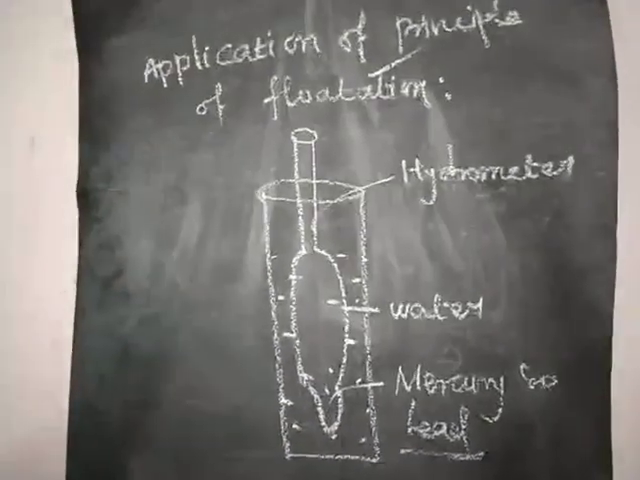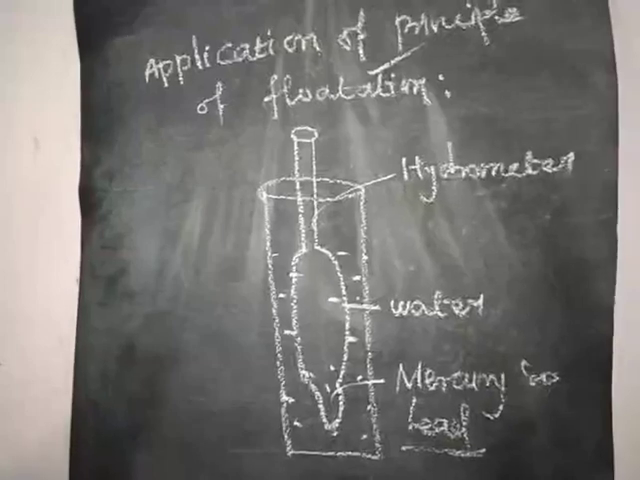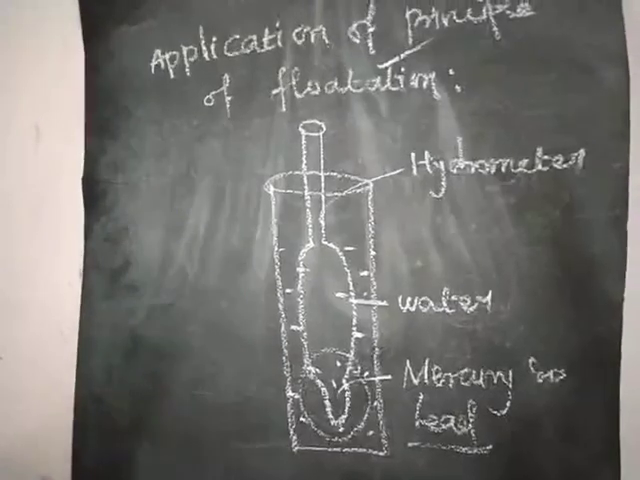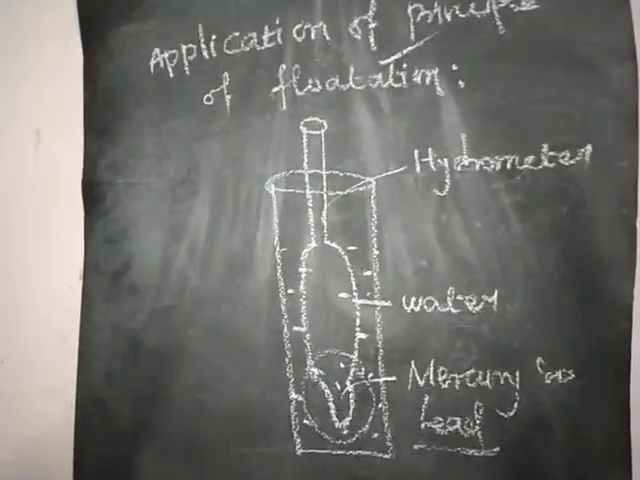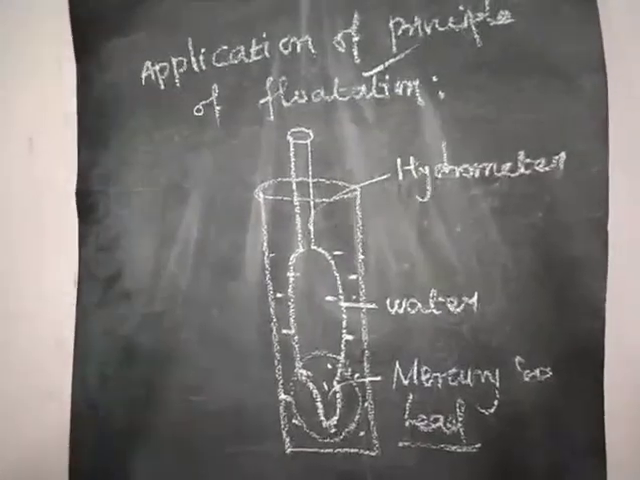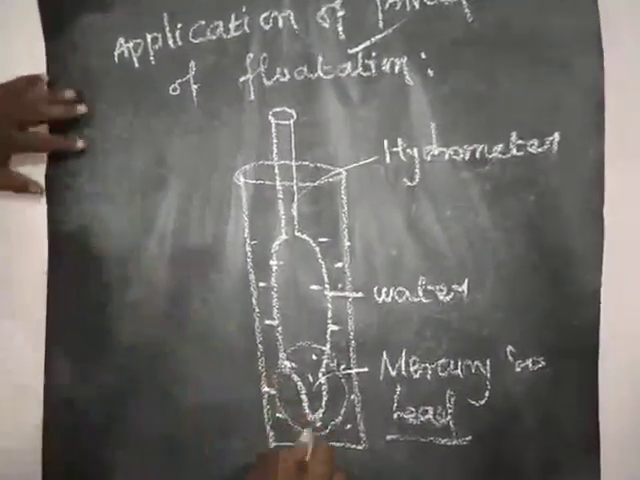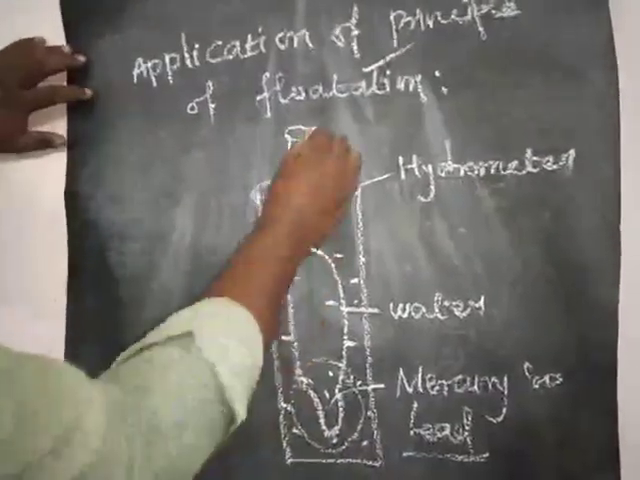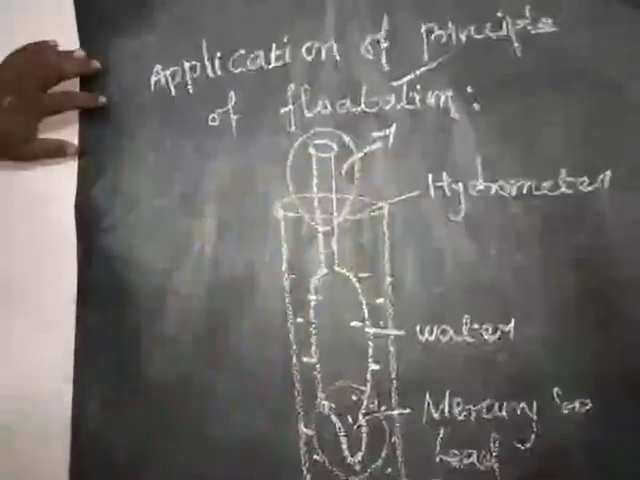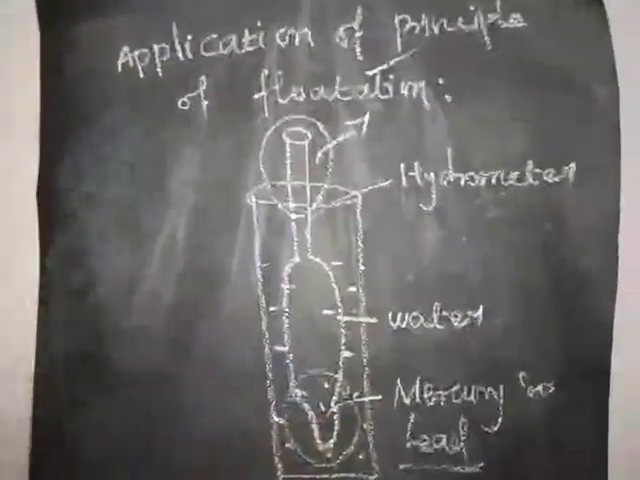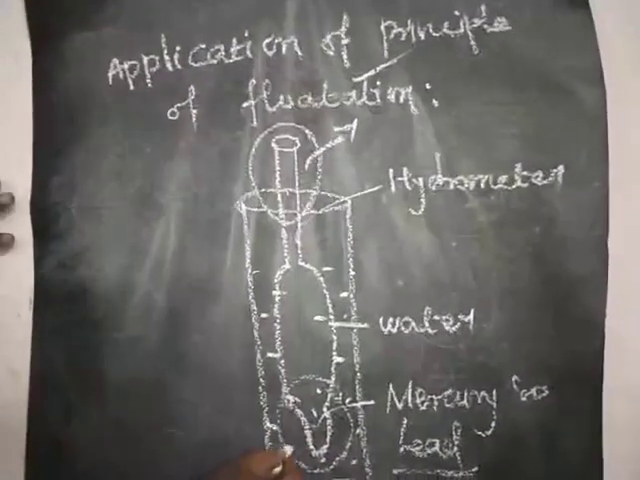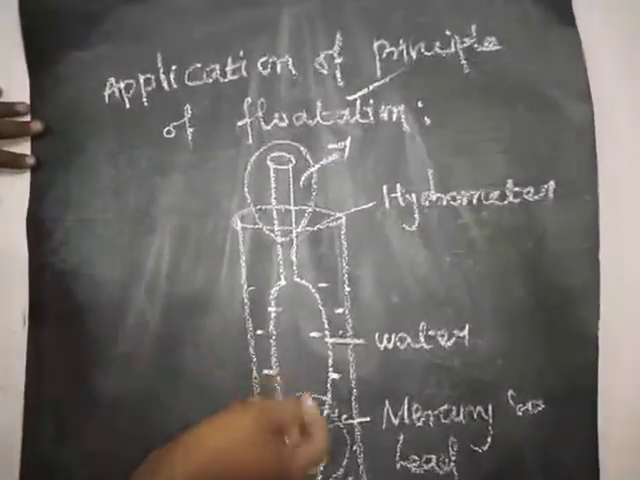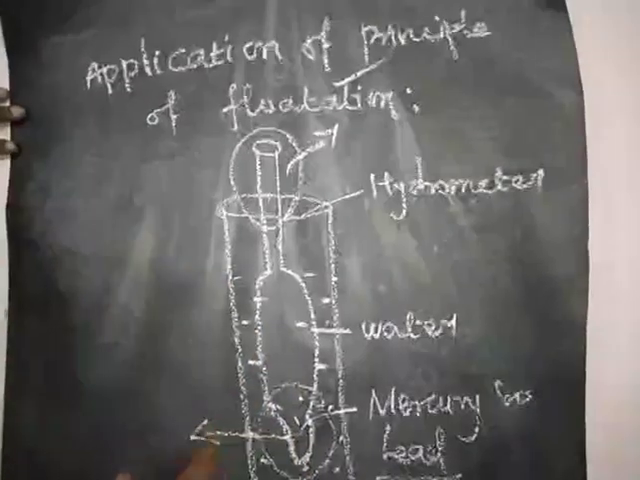The hydrometer consists of a cylindrical stem having a spherical bulb at its lower end, and a narrow tube at the upper end. This portion is called the spherical bulb, and here is the narrow tube. After setting up this apparatus, we take the hydrometer.